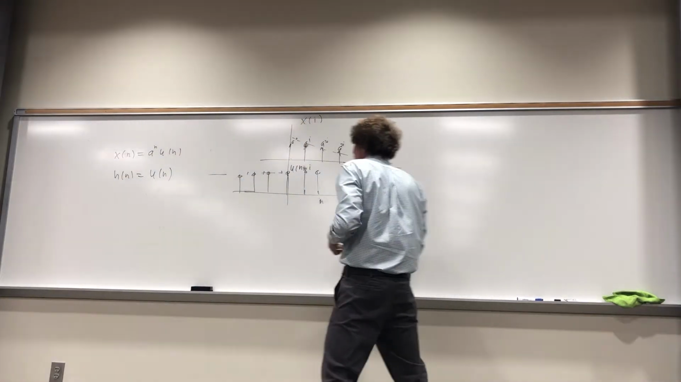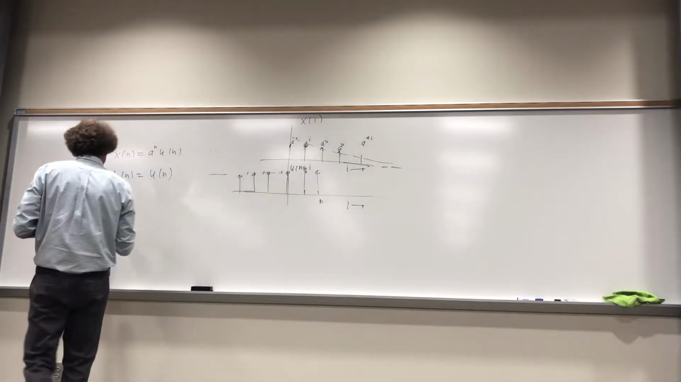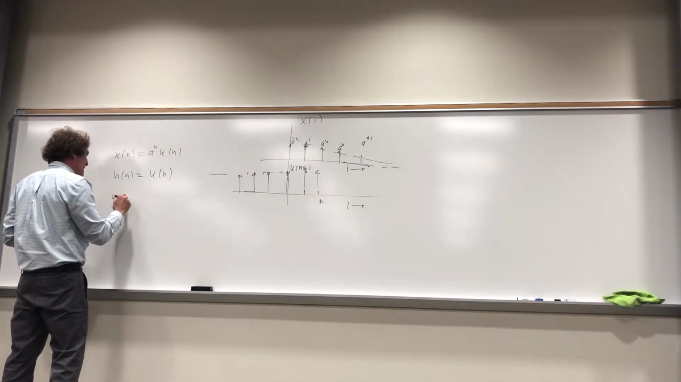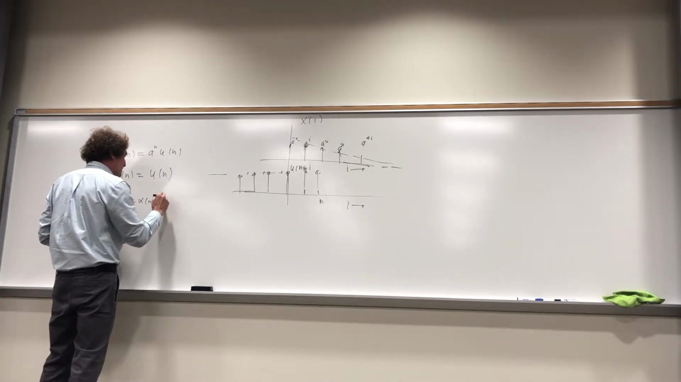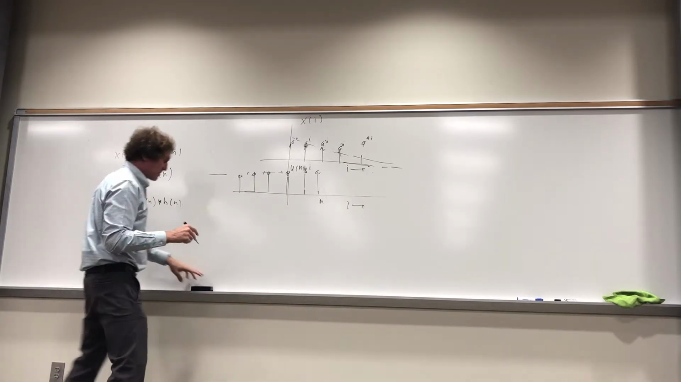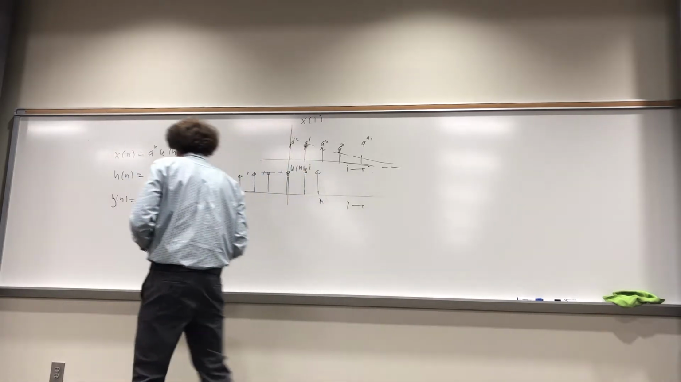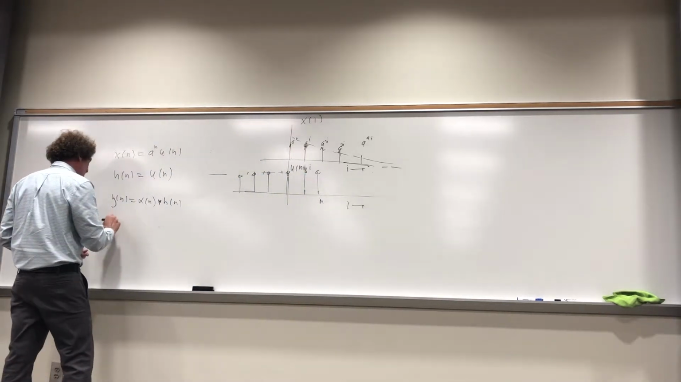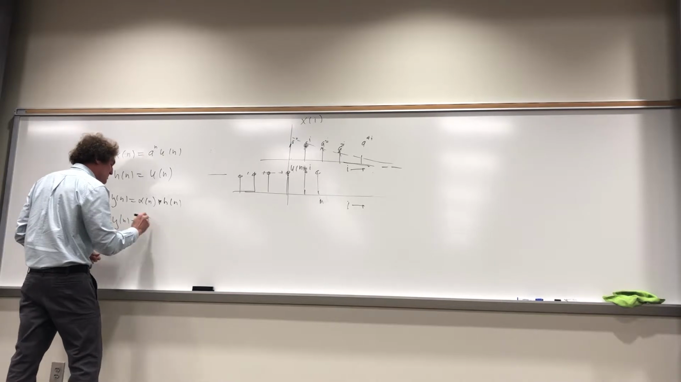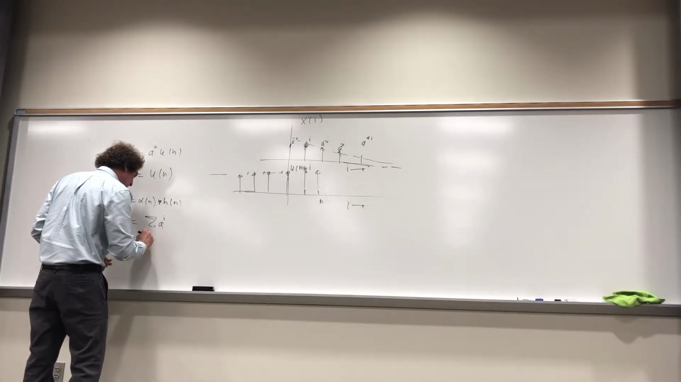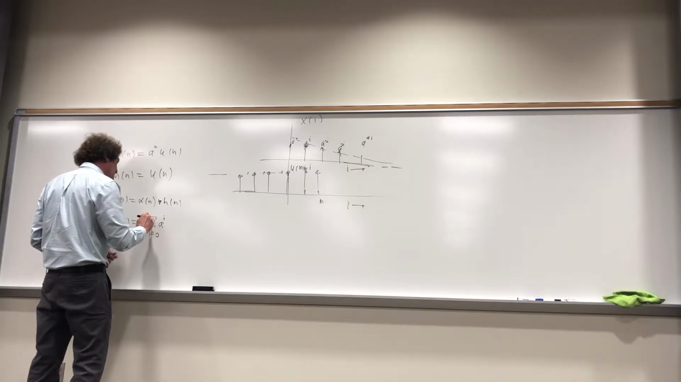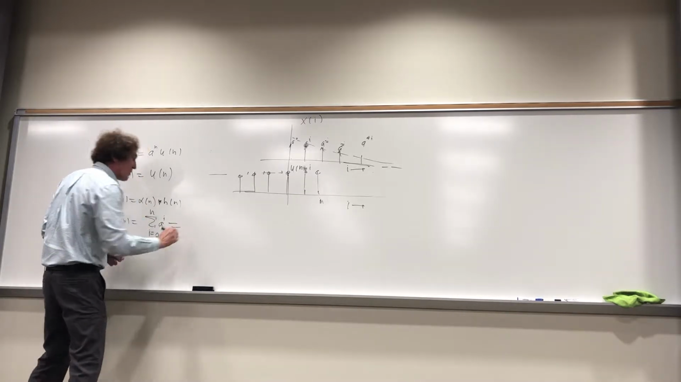My output, if I convolve these two functions, if I took y of n here as the convolution of x of n convolved with h of n, I might as well just write it right here: y of n equals the summation of a to the I, where I goes from 0 to n. And what is that value?